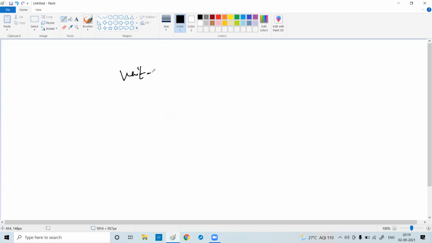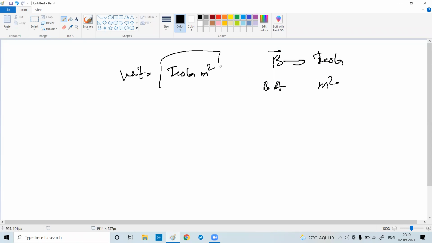What are the units? The unit is Tesla meter square. Why meter square? The unit of magnetic field is Tesla. And area, we talk about B into A. Area is meter square. So Tesla meter square. Clear? Yes, sir.